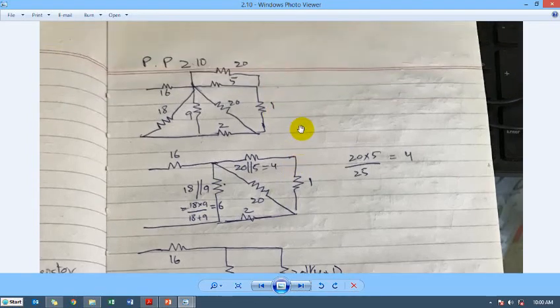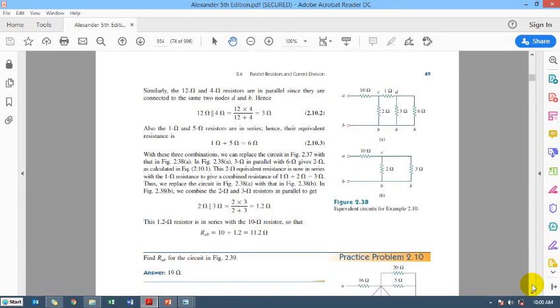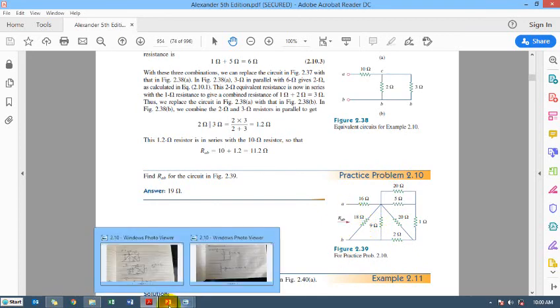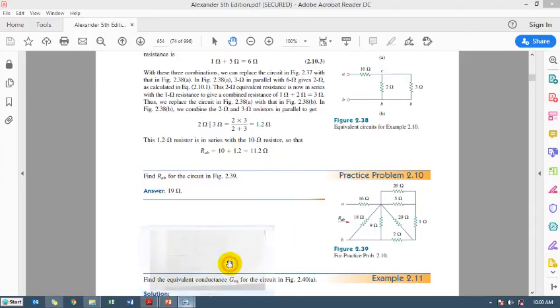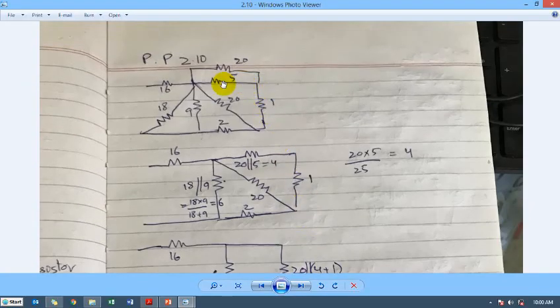I go here for 2.10, practice problem 2.10. You can have a look in your book. They want us to find RAB, between points A and B. This is the solution here. These two resistances, 20 and 5 ohms, are in parallel, so I have replaced them with a 4 ohm resistance. The calculations are here.